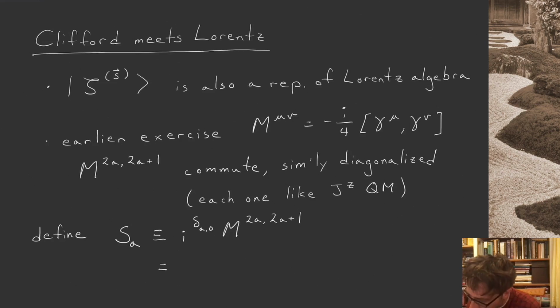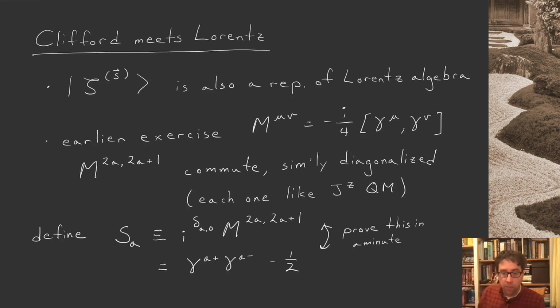Well, we can rewrite this, it turns out, as gamma_a plus, gamma_a minus, minus a half. So we'll prove this in a minute. So have some patience and we'll show you where this comes from. But let's just think about the consequences first. So we have this first object, this gamma_a plus, gamma_a minus. This is just like the a dagger a operator in the harmonic oscillator. It's just like the number operator in the harmonic oscillator, which tells you which excited state you're in.